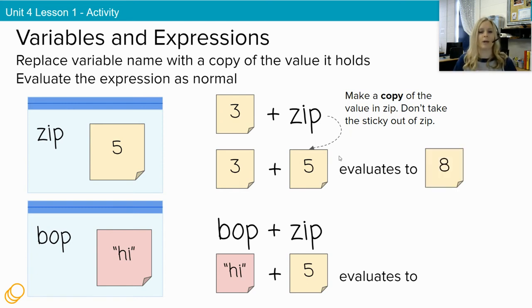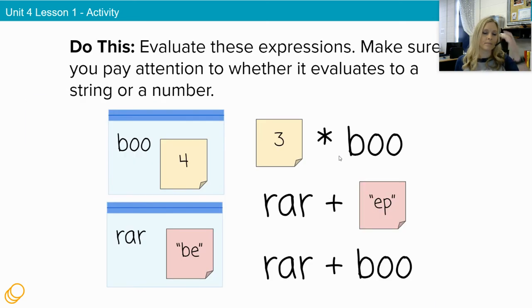Same down here, if we have an expression that says bop plus zip, there's no quotes in any of those, so we know that they're both variables. And we will go back and see what's in bop, what's in zip. And now we can add those two values together and get high five. Here's a couple more examples. Think about it for a second.